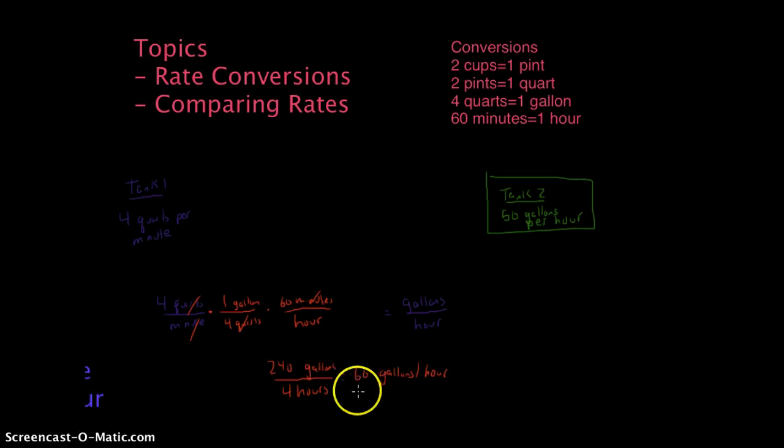All right, so let's bring my 60 gallons per hour up here. 4 quarts per minute, another way of saying that, is 60 gallons an hour. So now what this has done is it's made it really easy to compare, right? Because we didn't know if 4 quarts per minute was more than 50 gallons per hour. But we all know that 60 gallons per hour is faster than 50 gallons per hour.